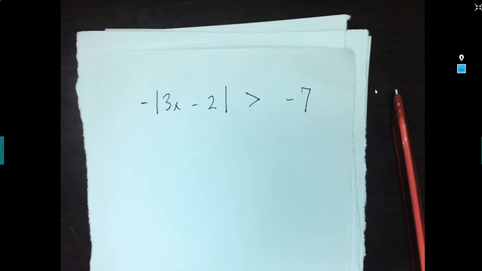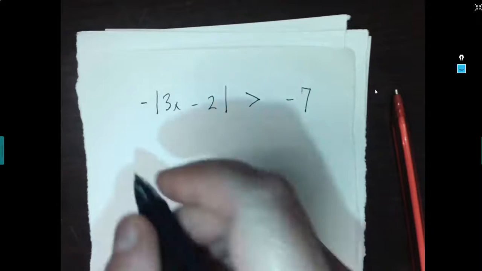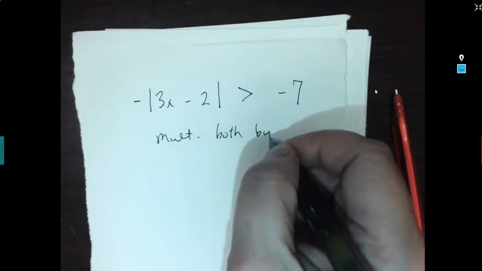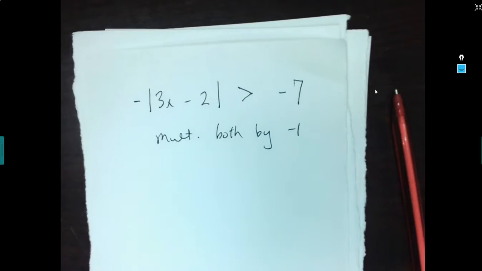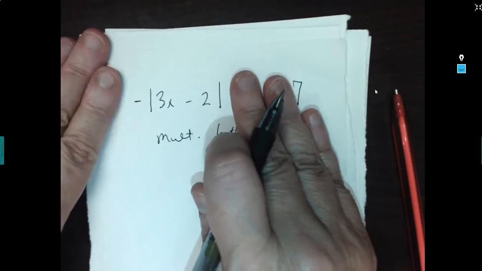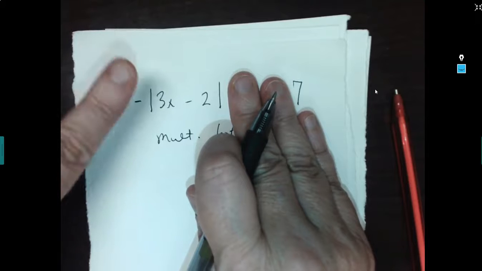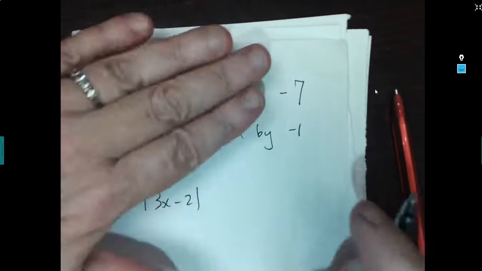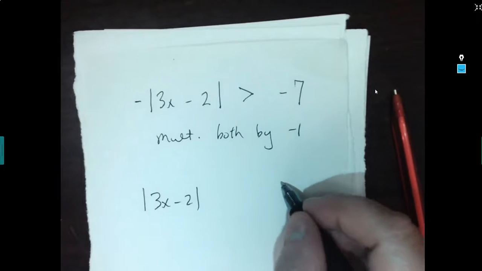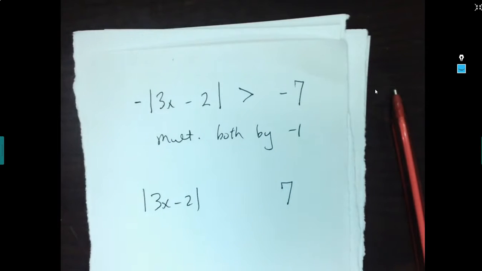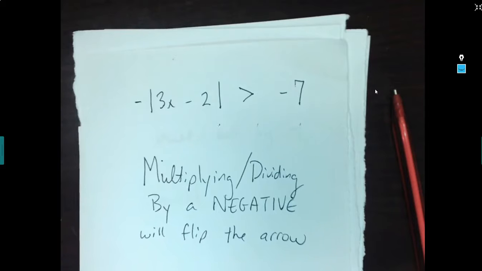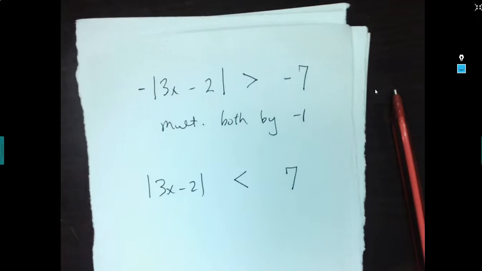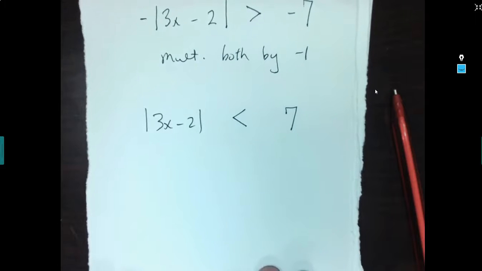Okay, well, the first thing you have to do is get rid of the negative signs. So let's multiply both sides by -1, or divide by -1. So if I multiply this by -1 out the front, I'll just have that. If I multiply that by -1, I just have that. Okay, but again, we have to remember, multiplying or dividing by a negative flips the arrow. And so now it becomes this problem.